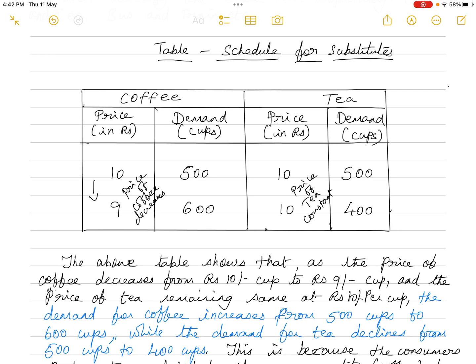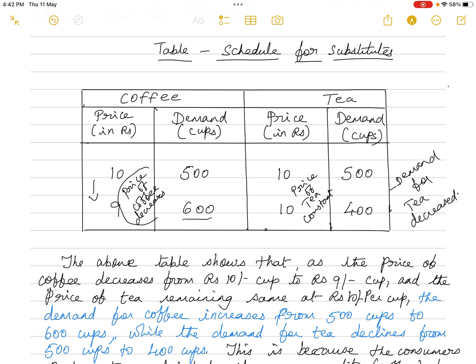So now what is happening when the price of coffee has decreased? The demand for tea has decreased. So demand for tea has decreased from 500 cups to 400 cups. So the demand for tea decreased. Okay, so this is what you are representing. Of course, demand for coffee is also increasing, but here we need not mention that.